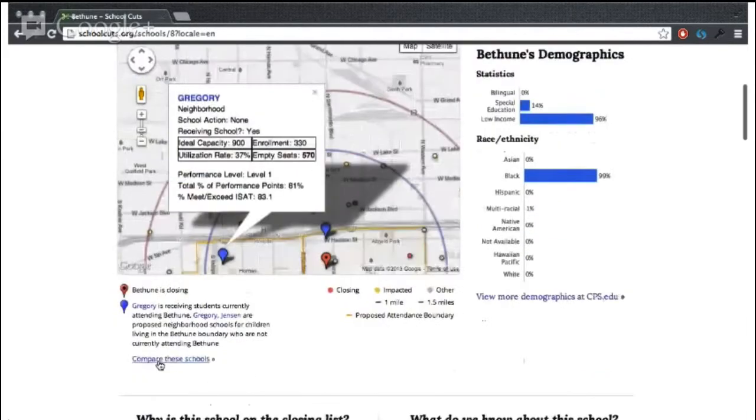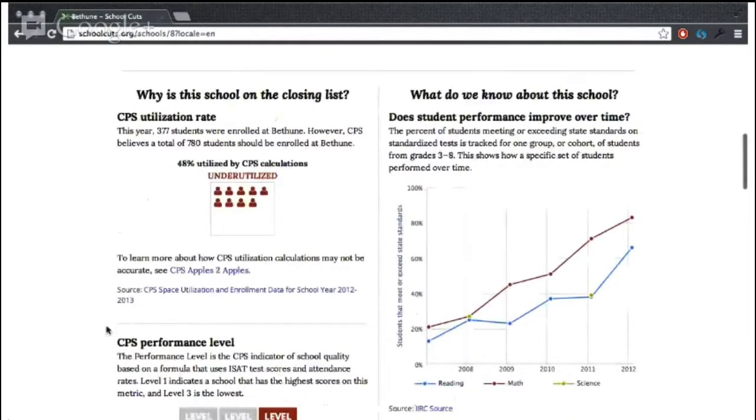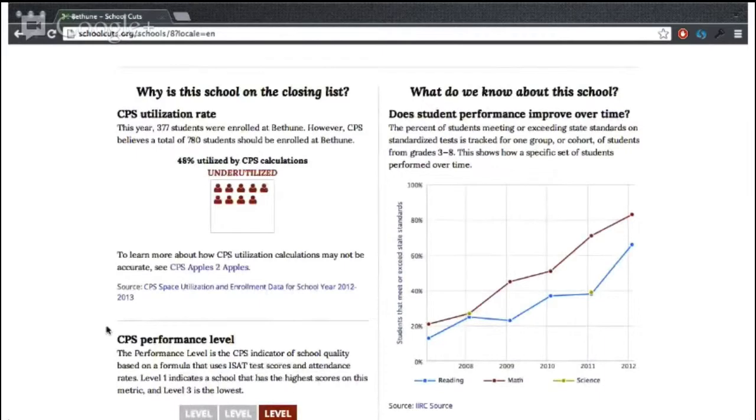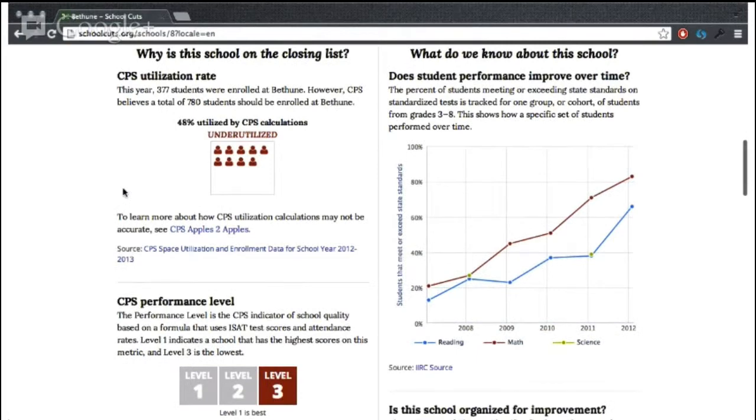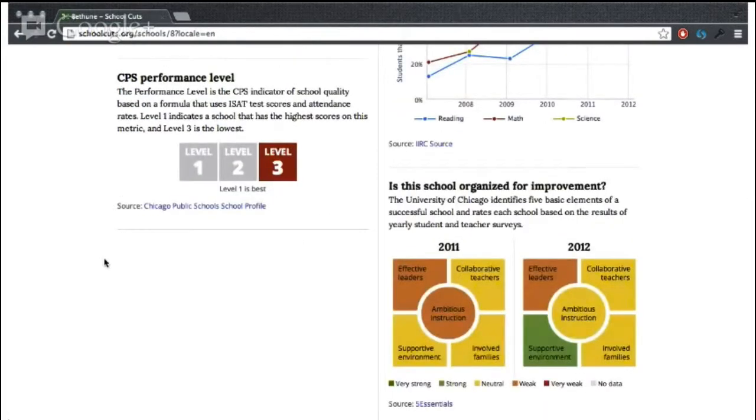If you go a little bit further down, again, looking at this from the perspective of a parent, we start first with what's on the left. Why is my kid's school on the list? And so what we wanted to show was the information that CPS was using in making this decision. They have a utilization metric that they use. So according to the CPS calculation, this school was 48% utilized. And they also have a performance level, 1 through 3, and this was considered a level 3 school, which is the lowest performing school.